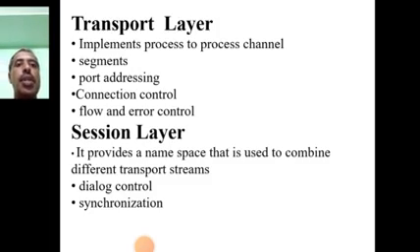So in the transport layer, we are using process-to-process communication. Here data is processed into segments, and a port address is added to each and every piece of data. Here connection control takes place, and flow and error control take place. The next layer is the session layer. The session layer provides the same space used to combine different transmission streams, dialogue control, and synchronization control.